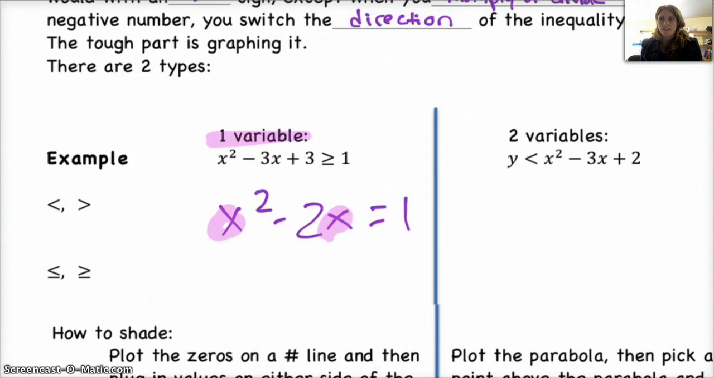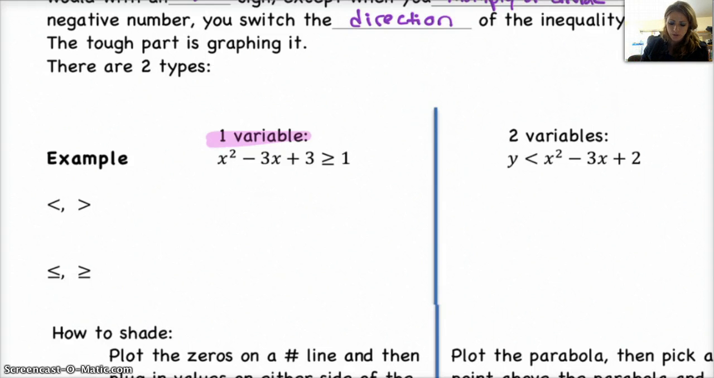It's just that in this case, when you have a not equal to sign or an inequality, then you have lots of different answers, not just one or two single answers. You have a range of answers. For example, let's look at this problem. Say we have x squared minus 3x plus 3 is greater than or equal to 1.